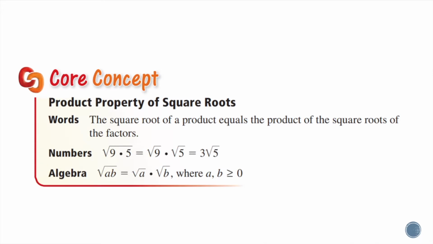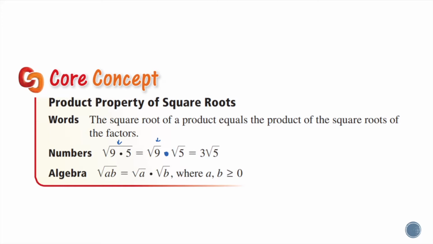So let's figure out some properties to help us simplify radical expressions. Here I have the product property of square roots, which states that if I have a product under a radicand, the square root of 9 times 5 is equal to the square root of 9 times the square root of 5. The reason why this is important is because I can simplify it this way.